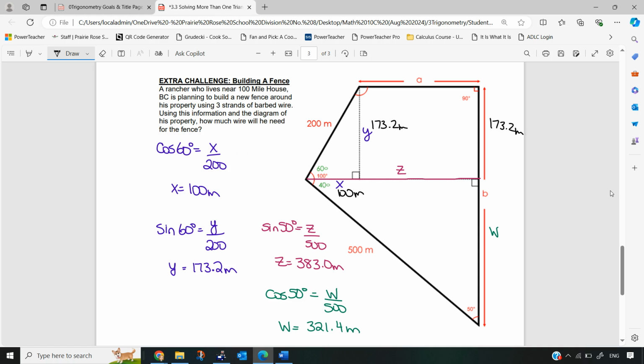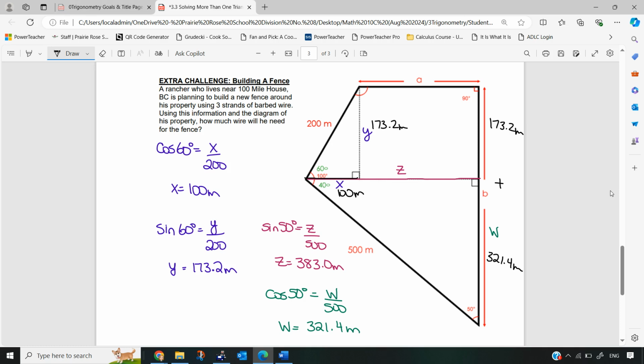In order to find the other part of this length, I could use cos 50 is W over 500, and that's going to give me a length of 321.4. Again, these values are rounded on paper, but I would have kept them exact in my calculator. Those two together would give me the total length of B. Now the last piece is to figure out A. We already know that this portion here is 100, so we just need to figure out the remaining portion here. If I find the whole length and subtract 100, I would know what A is.